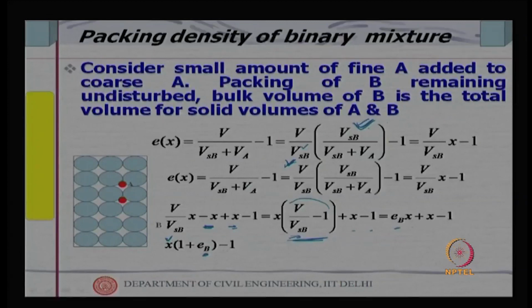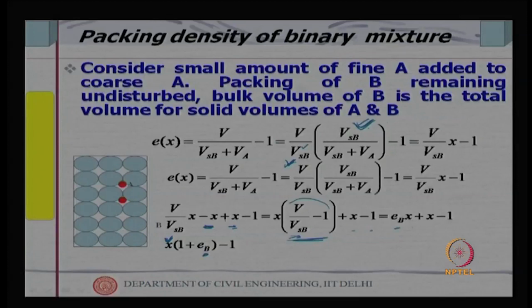As my x reduces, because x is the proportion of coarse aggregate in the system, we will find that the void ratio reduces. The smaller the x, the smaller the void ratio.